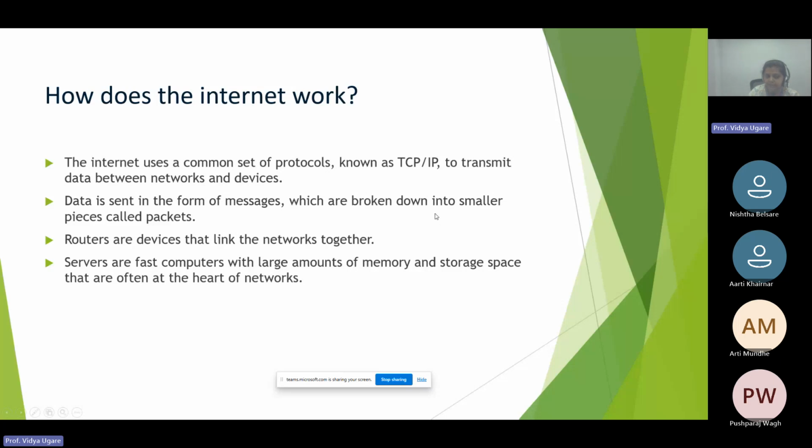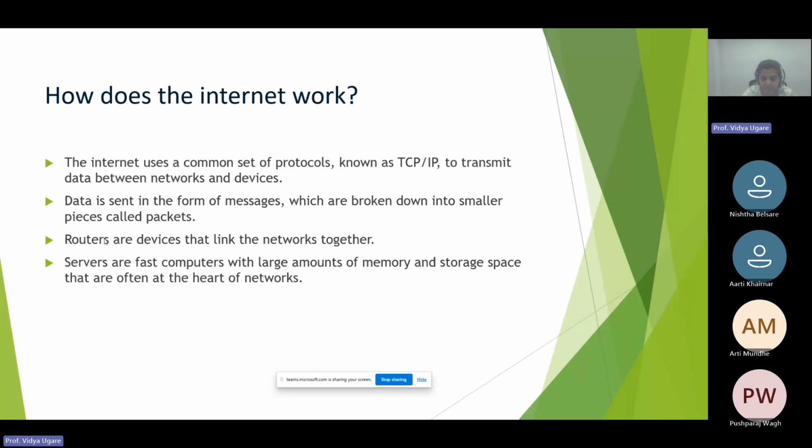Now, the internet sends data by dividing the messages into smaller pieces, which are called packets. Now these packets will be routed by routers. Now router is a device, an internetworking device. Router will help the users to connect to the internet. Router is not used to connect a second computer from the first computer.